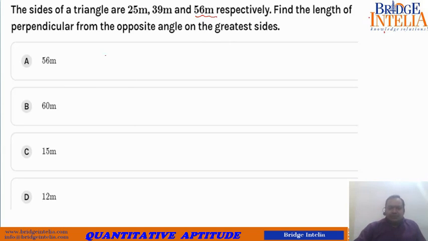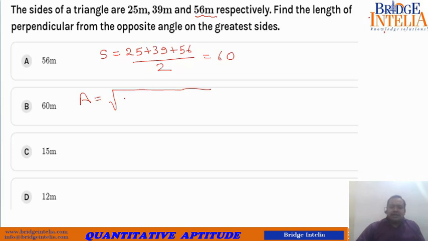Before applying Heron's formula, let's find out the semi-perimeter. Semi-perimeter is the sum of all the three sides divided by 2. So what does this actually come out to be? 25 plus 39, so 64. 64 plus 56, 120. 120 by 2 is equal to 60. So semi-perimeter comes out to be equal to 60. So area as per the formula is what? Under root of S into S minus A into S minus B into S minus C. So S is what? 60. So let's do that.